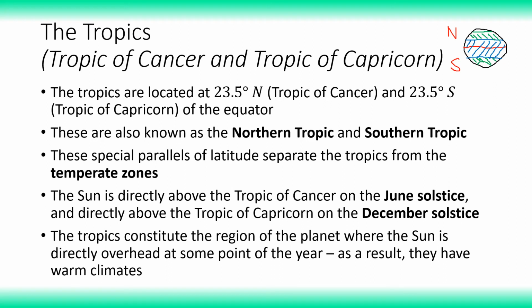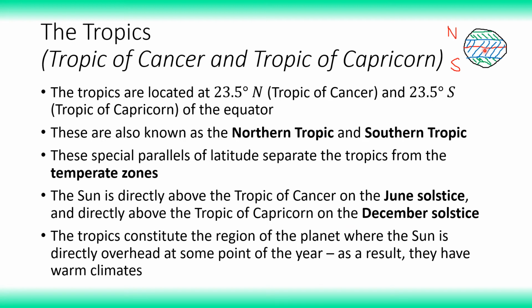Now, the thing that defines where the tropics are comes in these last 2 points. So the sun is directly above the Tropic of Cancer, so that top blue line right there, on the June solstice. That's another word that we're going to talk about in a few minutes. We saw the word equinox. This is a related word, solstice. We're going to talk about that in a few minutes as well. And so it's directly above the Tropic of Cancer on the June solstice, and it's directly above the Tropic of Capricorn on the December solstice.